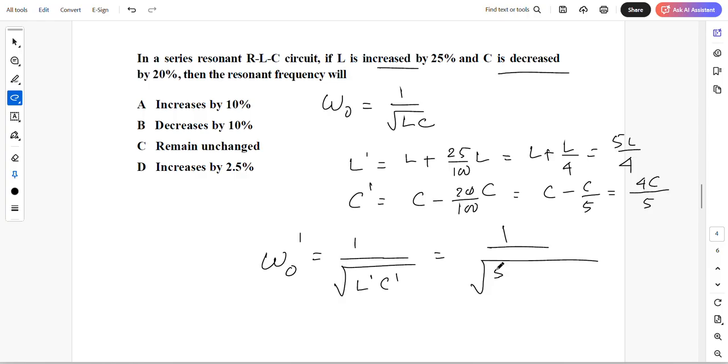How much do we get? 5L by 4 into C dash. How much do we get? 4C by 5. The 5s get cancelled, the 4s get cancelled. What am I getting? Again root of LC itself. That is the same as what? Omega naught. There is no change. Omega naught dash is equal to omega naught. It remains unchanged. Hope you understood this sum.